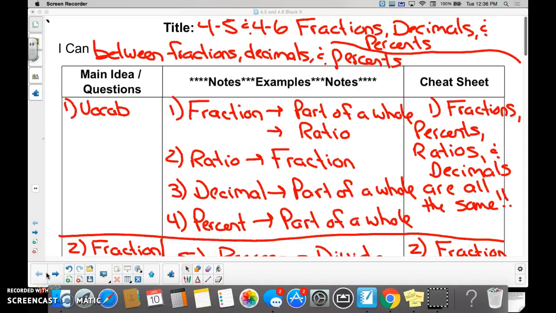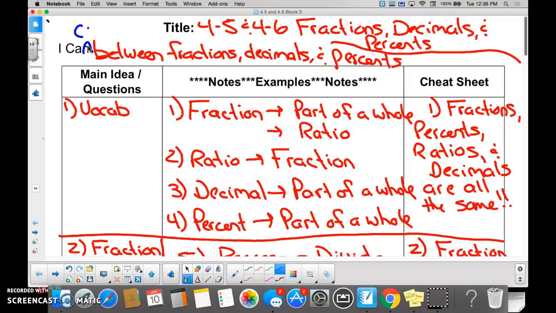4.5, 4.6, fractions, decimals, and percents. I can convert between fractions, decimals, and percents. Yeah, for some reason I forgot to put the word convert here. I can convert between fractions, decimals, and percents. Thank you, Landon. Are you able to do that?